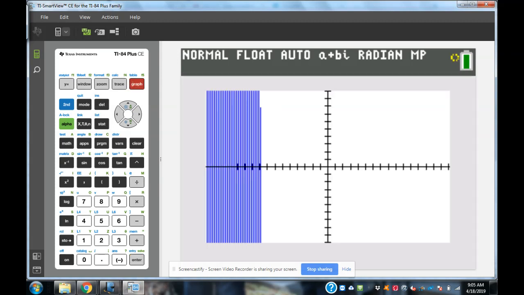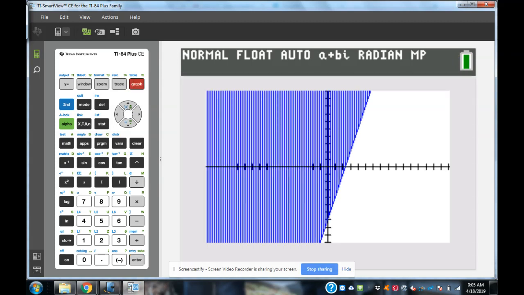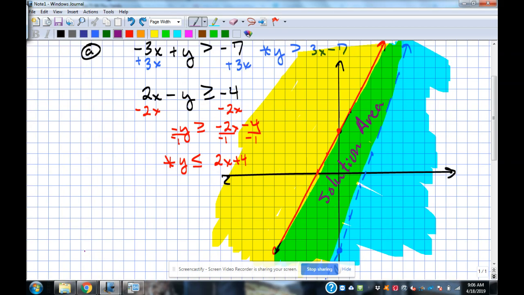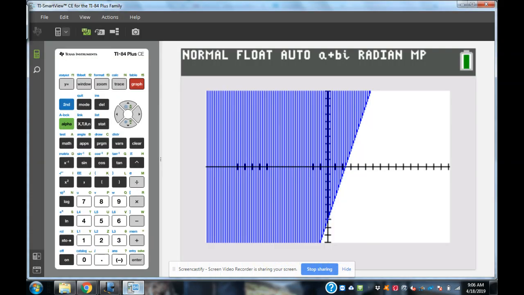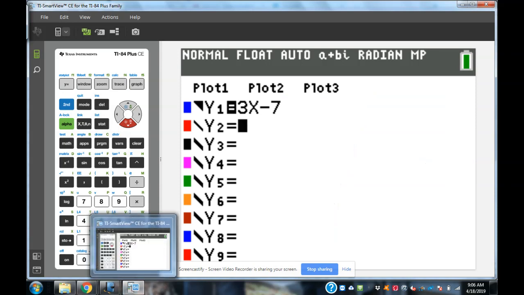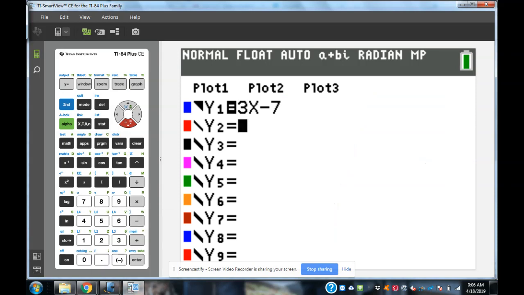And hit enter and enter again. Look what happens when I graph that one. We're going to graph the other one too. That's the same thing that I got when I graphed it on paper. It's the same shading that happened. Nothing different about that. And then when I go to y equals, I can go to the second one and do y is less than or equal to 2x plus 4. So 2x plus 4. And I'm going to go over here.